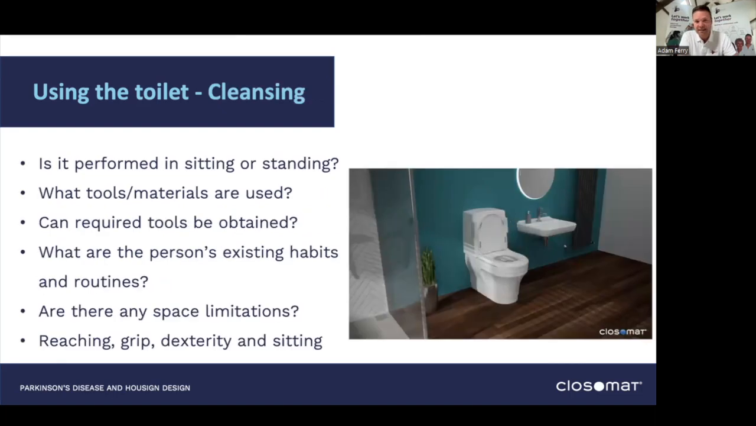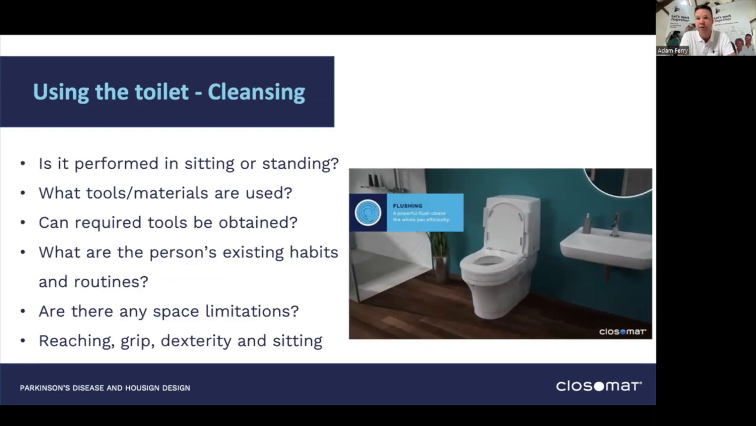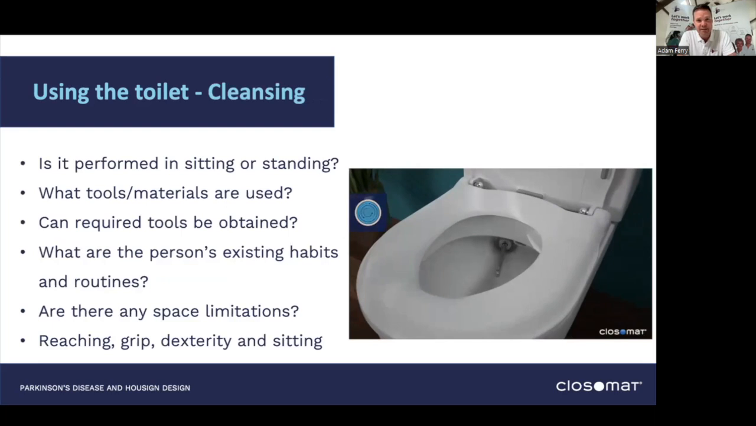And then the cleansing, which for most people, or certainly a lot of people, is one of the most important parts for them from a dignity perspective. So again, is it performed in sitting or standing? Make no assumptions at all on this. And what's their posture like when they're doing that? Will somebody lean to one side to get access or not? Or will they access from the front? Again, that will depend on male, female habits and just what they normally do.